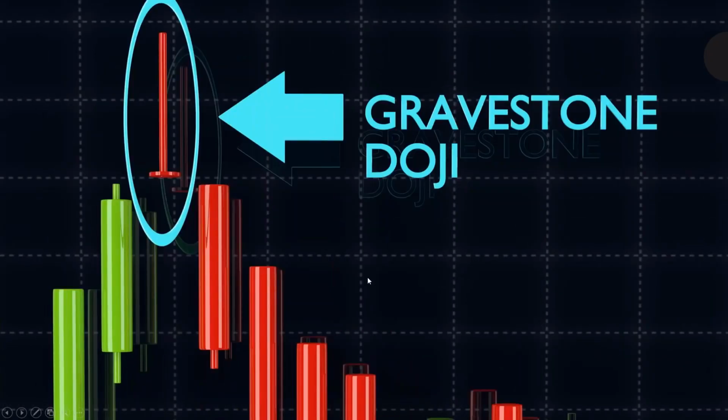We also have a gravestone doji. And remember, the open is equal to the close on a doji. In this case, the open and the close is right at the bottom of the candlestick. There is no body on the candlestick. It has formed a high. When I look to the left, there are no price bars. This is indicative that the next price bar will go down.